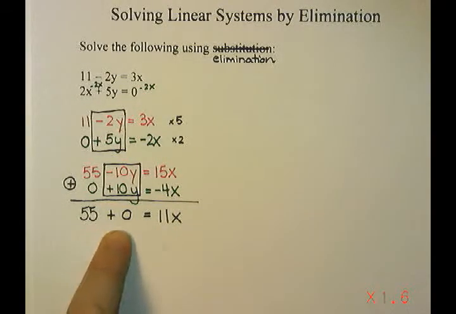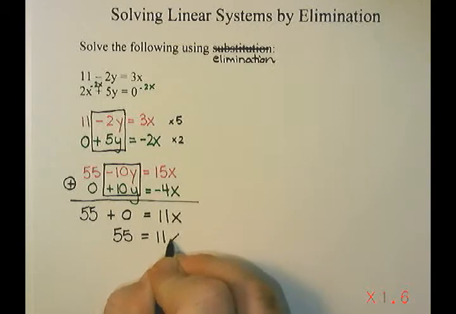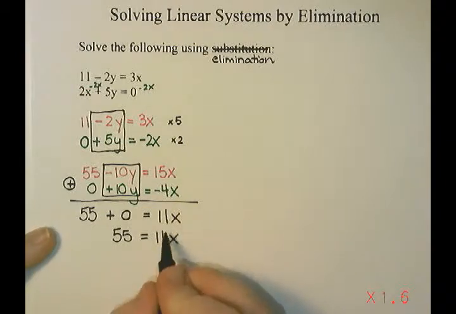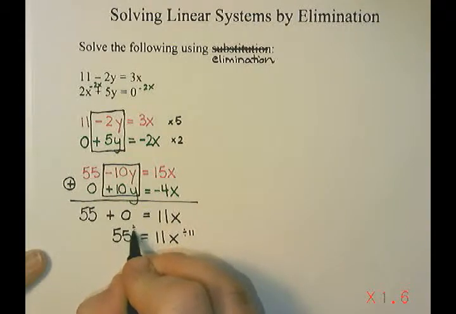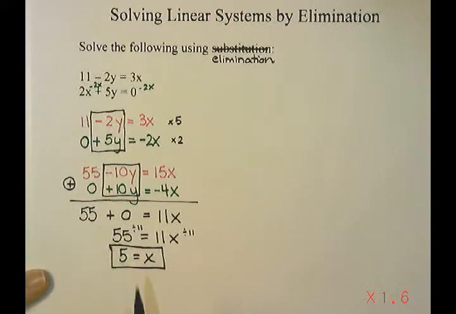So I have 55 plus 0, which is really just 55, equals 11x. So you'll notice we've eliminated the y's. The y's are now completely gone, and all I'm left with is an x. And I can just solve my equation. So if I want to solve for x, I'm going to move that 11 to the other side by dividing by 11. 55 divided by 11 is 5. So x equals 5. That means that these two lines intersect at an x coordinate of 5 and a y coordinate that we haven't figured out yet.